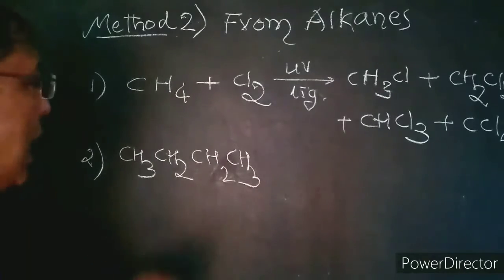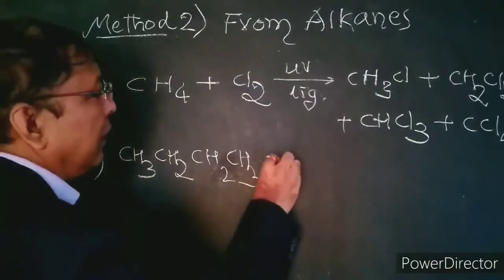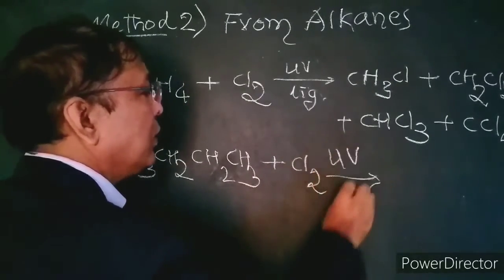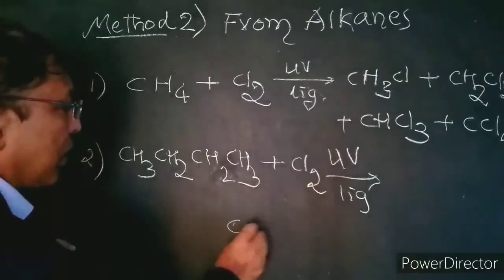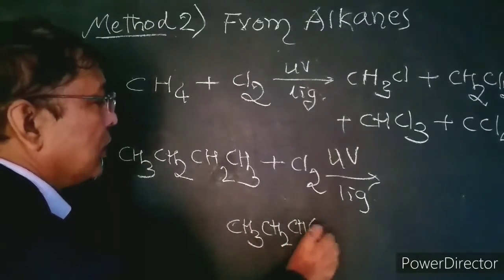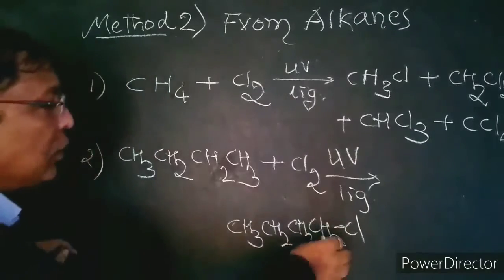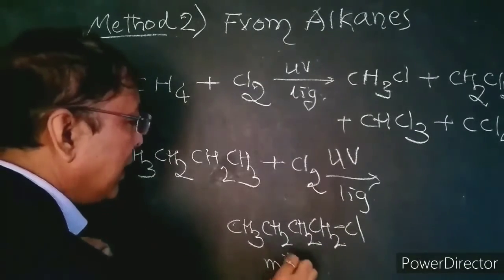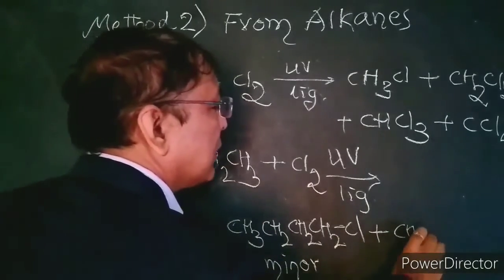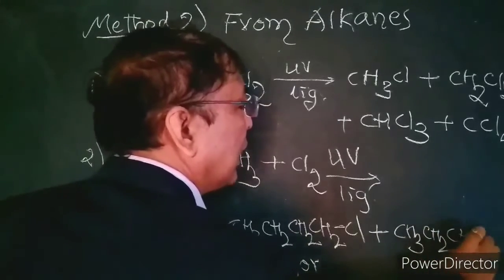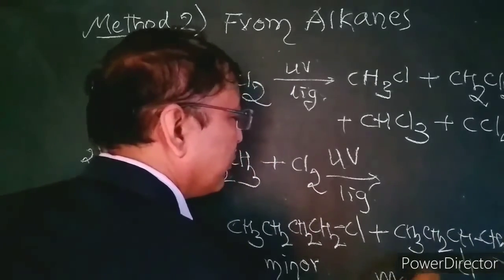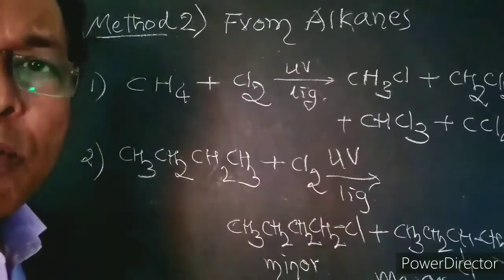Let us take another example. Butane reacts with chlorine in presence of UV light. We get two products, that is CH3CH2CH2CH2Cl. This is 1-chlorobutane. This is the minor product. And we also get CH3CH2CHClCH3. This is the major product. Why is this the minor product? Why is that the major product?